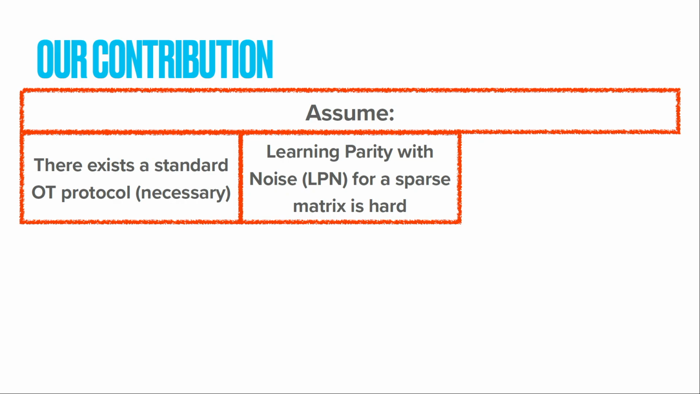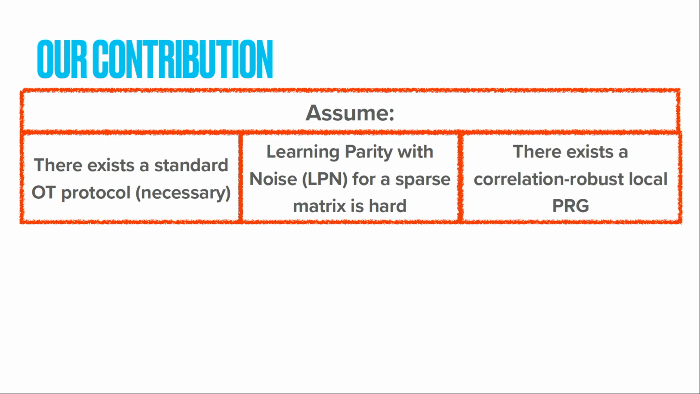but we make a certain learning parity with noise assumption, specifically an Alekhnovich-style assumption, assuming that it's even hard if the corresponding matrix is very sparse. But I'll leave that a bit vague. The last assumption, which I'll say a bit more about, is that we need to have a pseudorandom generator which has a very nice locality property. I'll explain what that is later. And we also need some technical correlation robustness notion, which we argue is pretty minor.